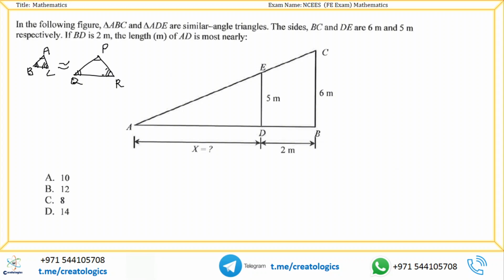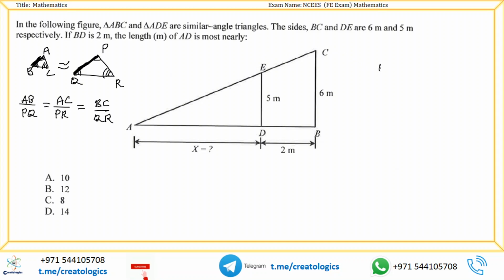angle C is equal to angle R. Angles are equal. Side lengths are proportional, meaning the side length AB divided by PQ must be the same as AC over PR, which is equal to BC over QR, right? You can see the ratios of respective side lengths are the same. So here also I am going to use the same concept.